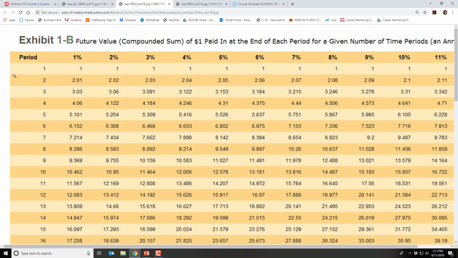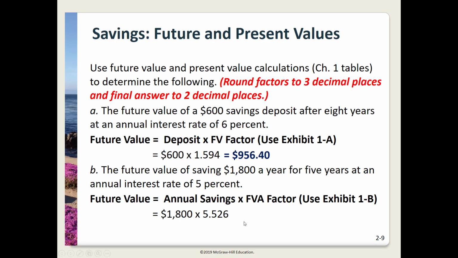So here's Exhibit 1B, and we're going to go to the period column and go down to 5 years. And then we're at 5%, so we're going to go to the column that says 5%. And then going back down to the 5-year row, our factor is 5.526. So plugging that into our formula, we get $9,946.80 for our future value if we save $1,800 a year for 5 years at 5% interest.